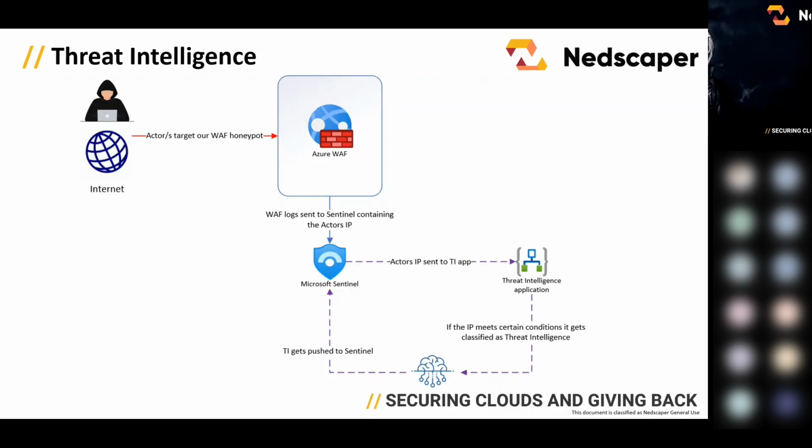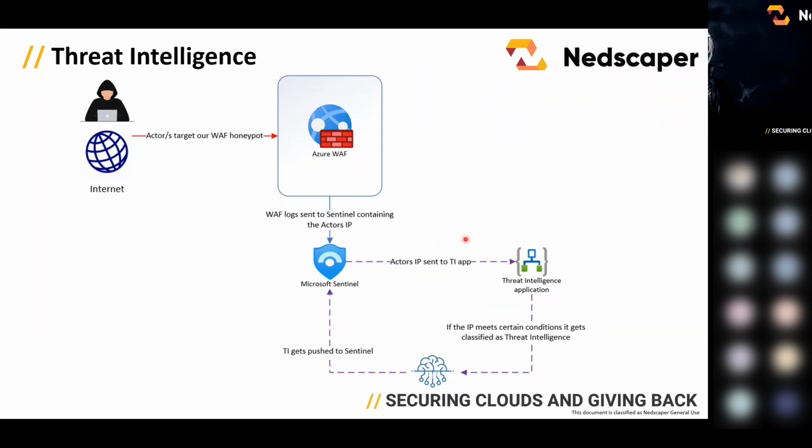So just to give you a quick summary of the threat intelligence portion here. For this particular one, we're basing it off of Azure WAF. So we have an Azure WAF deployed, such as the one that Derek went over. An attacker, of course, targets that particular IP, triggering logs. Those logs are sent to the Sentinel solution. In those logs is the actor's IP address. That IP address is then sent on to a threat intelligence application. In our case, it's a custom one we made.